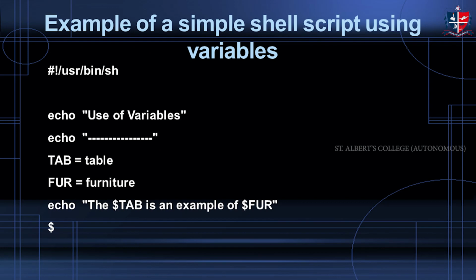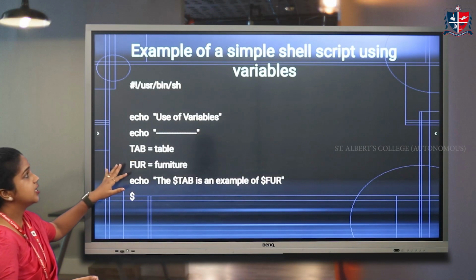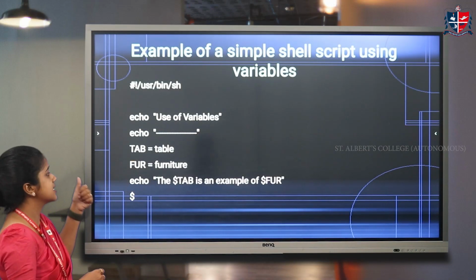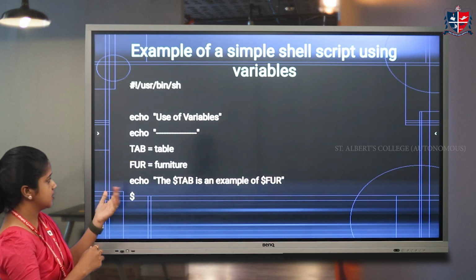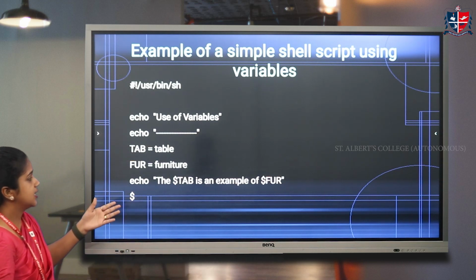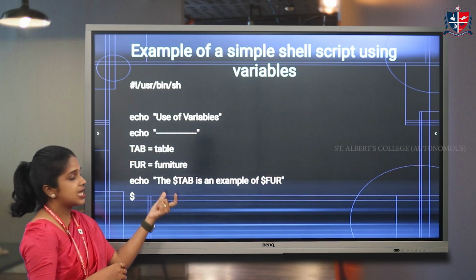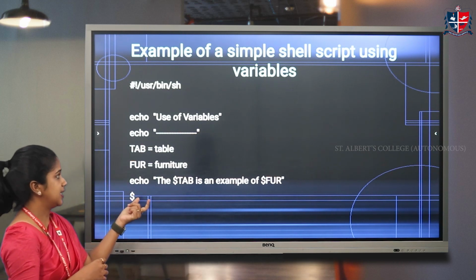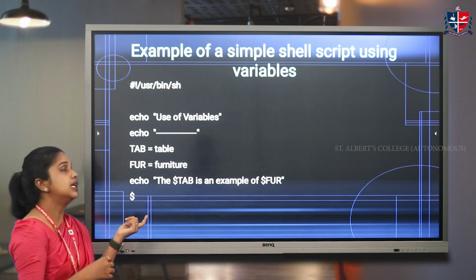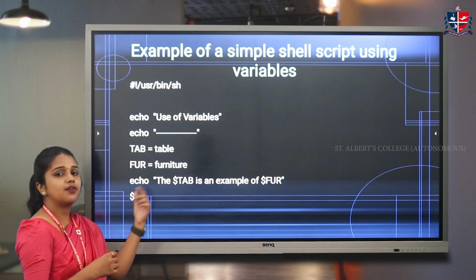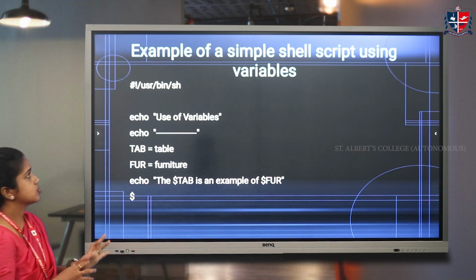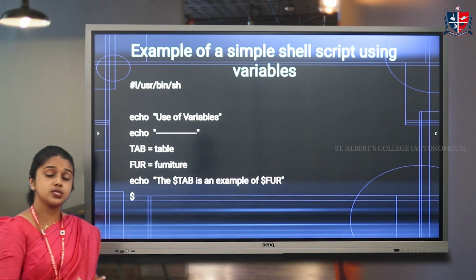This is a shell script executed in the sh shell, and the echo command is used to display something on the terminal screen. Here we have two user-defined variables, tab and fur. Tab stores the type of furniture, that is table, and fur stores the value furniture, and we display them. The $tab means the value of the variable tab will be displayed, that is table. The output of this example will be: table is an example of furniture. So $tab is nothing but the value of that particular variable being displayed. This is an example of a shell script using variables.